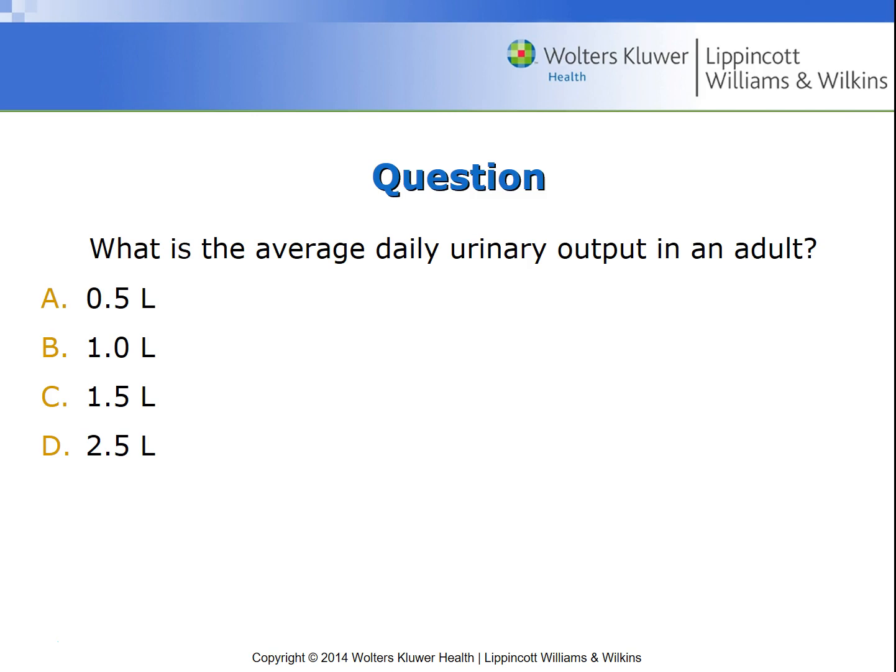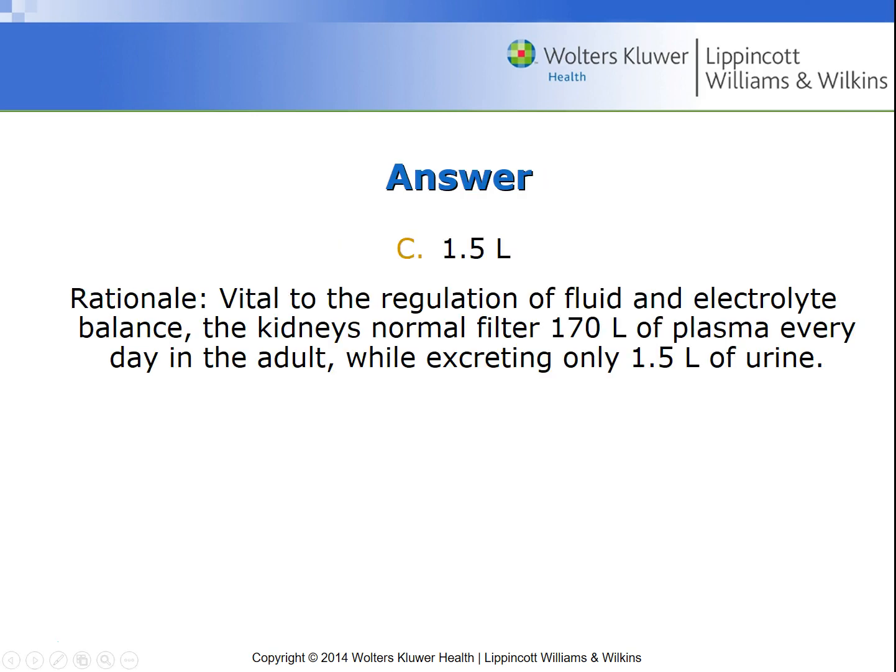So what is the average daily urinary output in an adult? And the answer is 1.5 liters. Vital to regulation of fluid and electrolytes, the kidneys normally filter 170 liters of plasma every day in the adult while excreting only 1.5 liters of urine. So basically, this concept means that the kidneys filter out what the body needs and what it doesn't. And once it's all said and done, 1.5 liters is the waste in the urine.